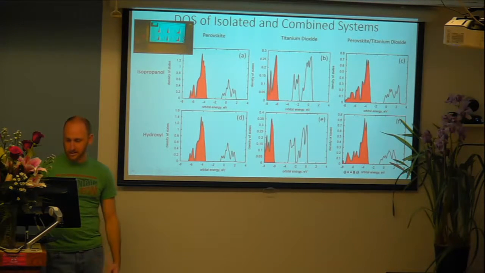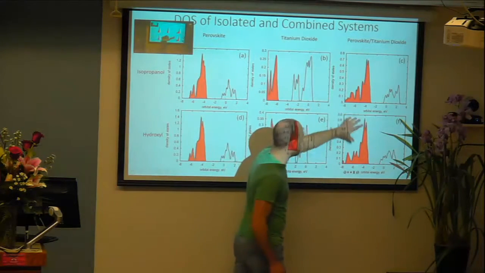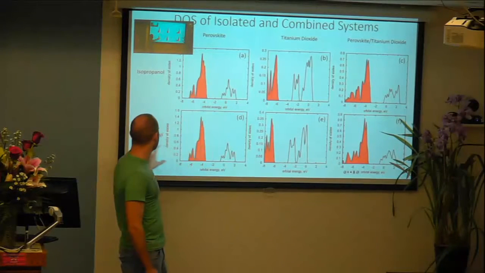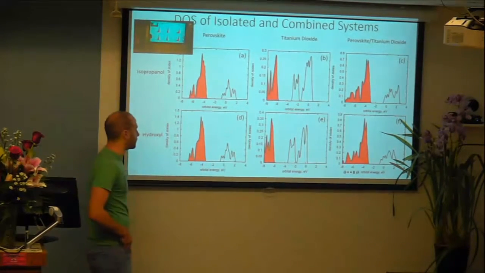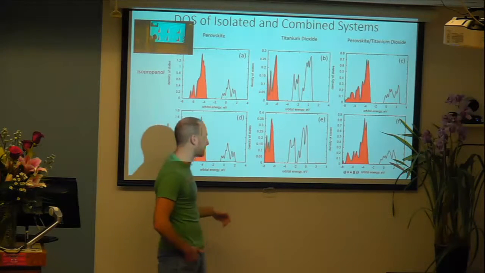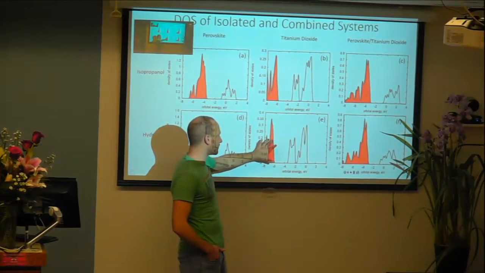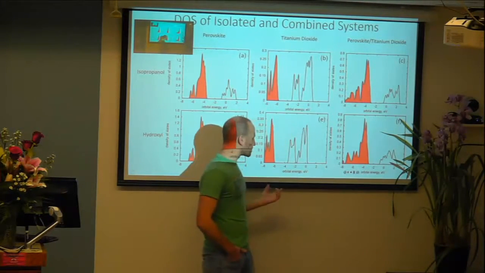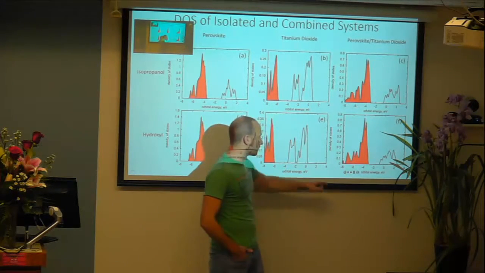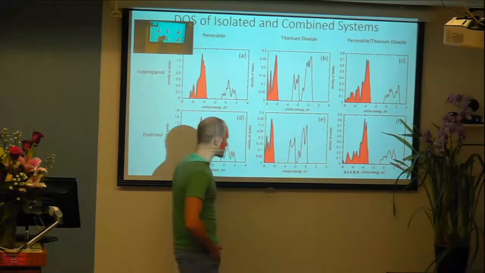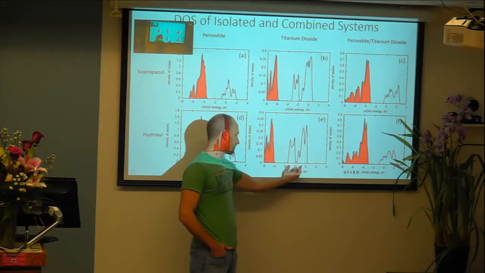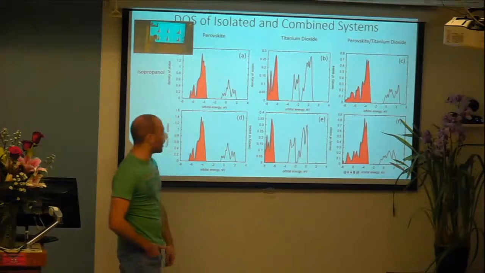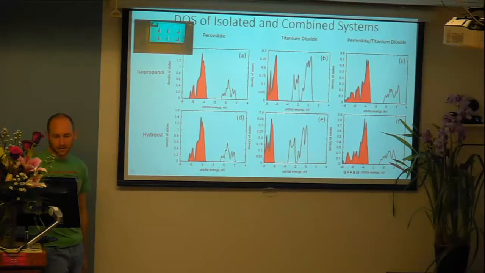So these are some densities of states of the separated systems and then combined. These are all the isopropanol model, and these are all the hydroxyl model. The perovskite in both cases is essentially identical. There are some slight differences between the titanium dioxide, but largely they have the same structure. You can see that when you combine these systems, you get a different shape of the density of states. You end up losing a lot of the states from the titanium dioxide. It suggests that there is a significant interaction between the two when you put them close together.